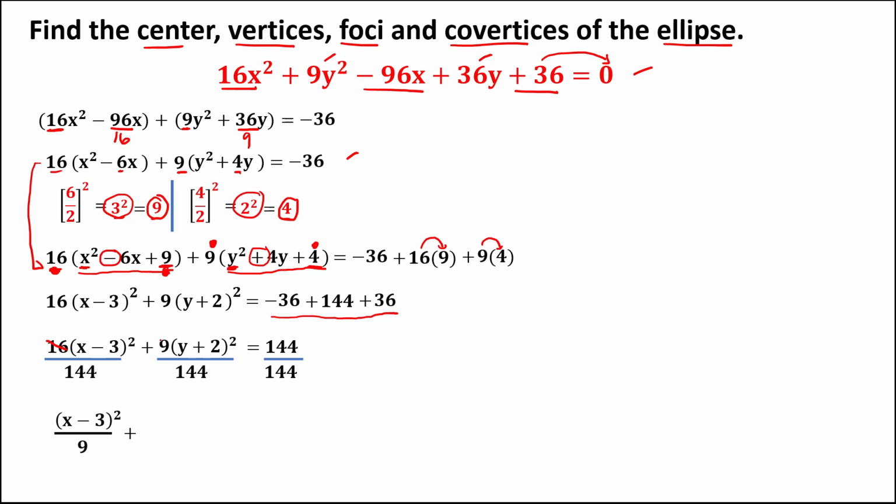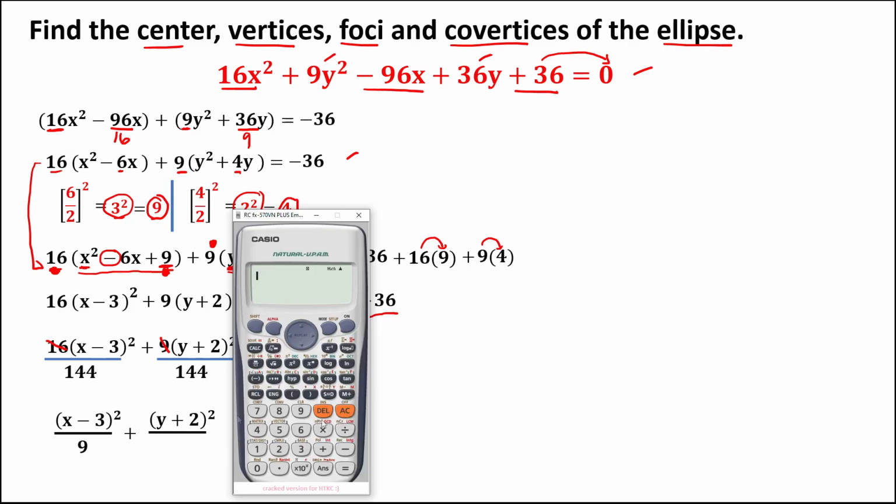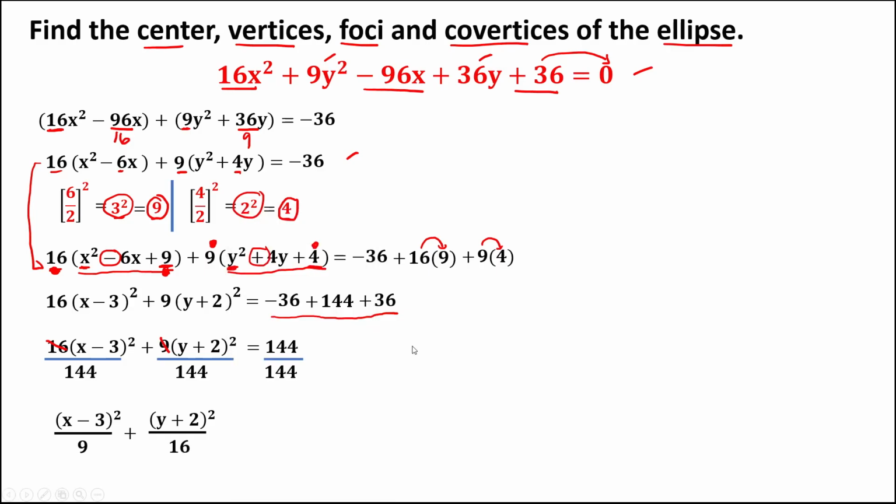Then plus, again we cancel this number, so we have y plus 2 quantity squared over the denominator, 144 divided by 9, which is 16, then equals 1. So this is now the standard equation for this ellipse.